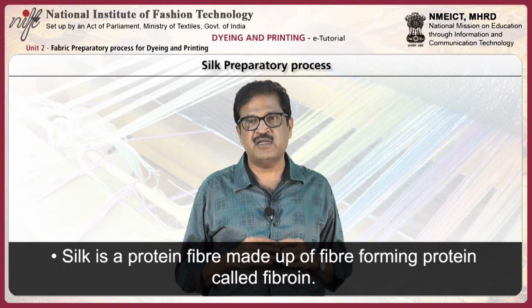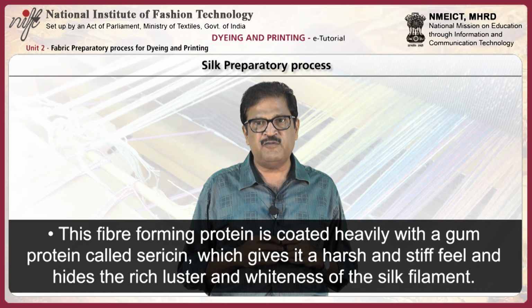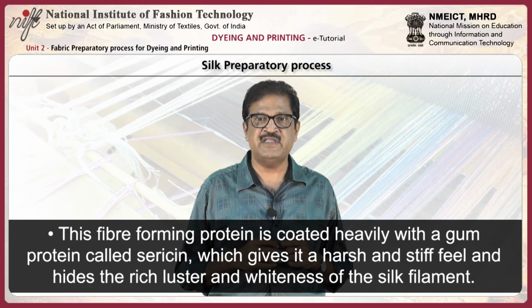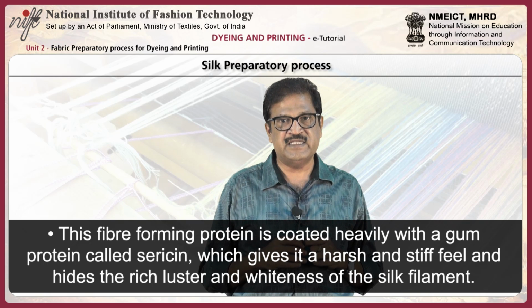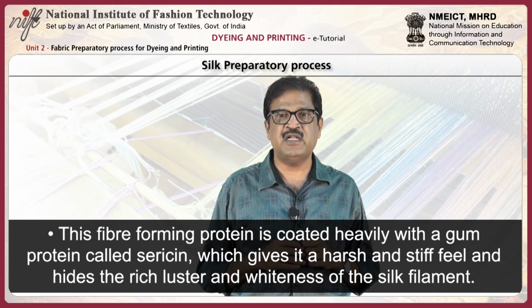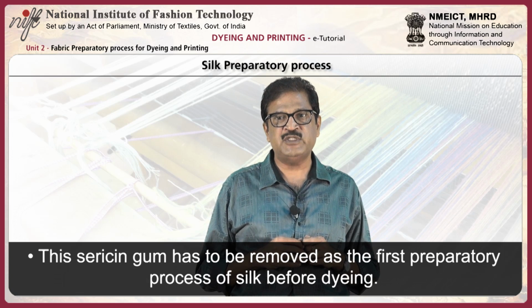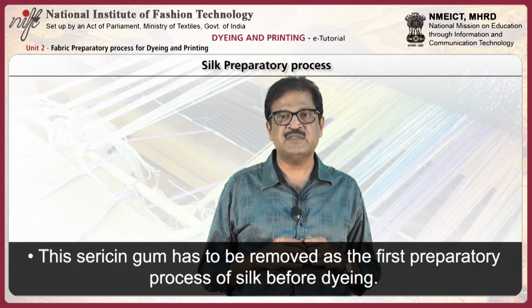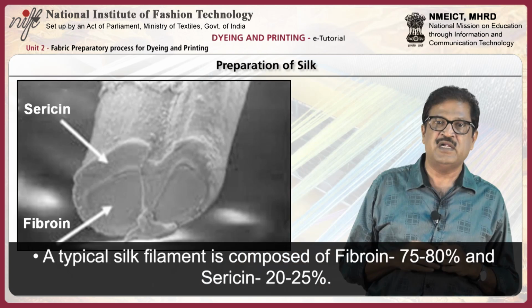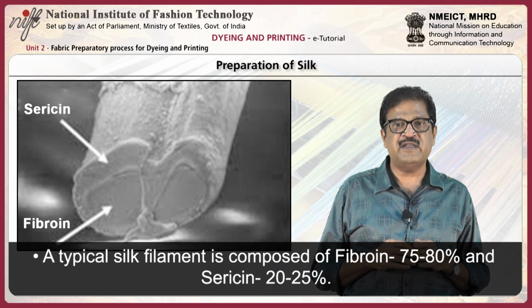Silk is a protein fiber made up of fiber forming protein called fibroin. The fiber forming protein is coated heavily with a gum protein called sericin, which gives a harsh and stiff feel and hides the rich luster and whiteness of the silk filament. The sericin gum has to be removed as the first preparatory process of silk before dyeing. A typical silk filament is composed of fibroin 75 to 80% and sericin 20 to 25%.